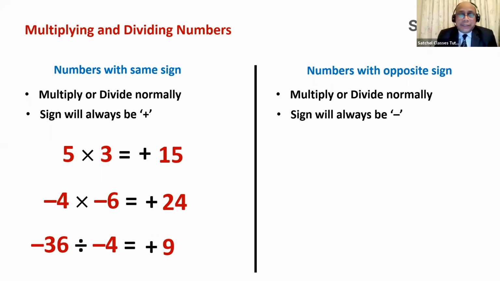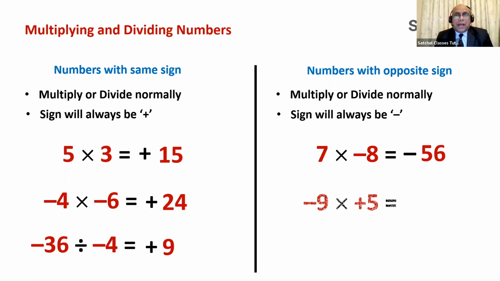Let's take some examples for numbers with opposite signs. How about a plus 7 times minus 8? So you multiply the magnitudes normally. 7 times 8 is 56. Because the numbers are of opposite sign, the answer will be negative. So the final answer is minus 56.